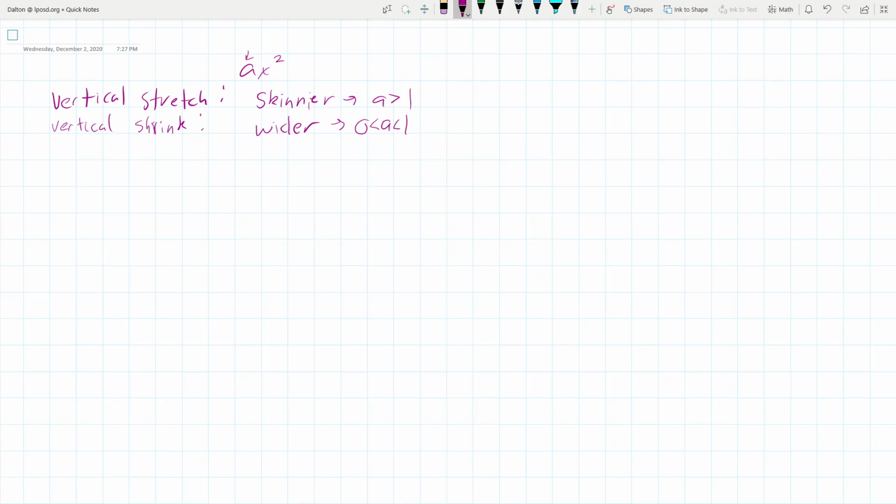The next thing that we have is a vertical shift. Now, a vertical shift is different. With vertical stretch and shrink, you're changing the shape of the graph. And this vertical shift, it's moving the graph. Specifically, it's moving it vertically, or in other terms, it moves it up and down.